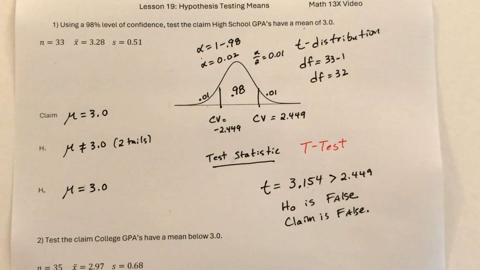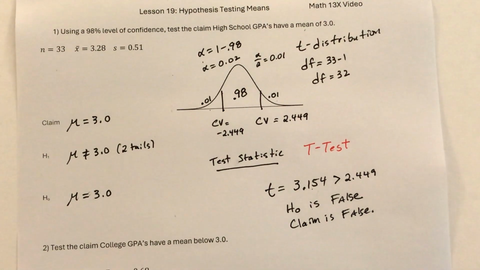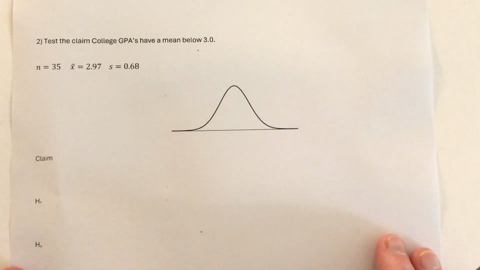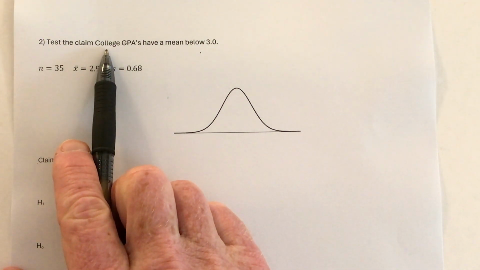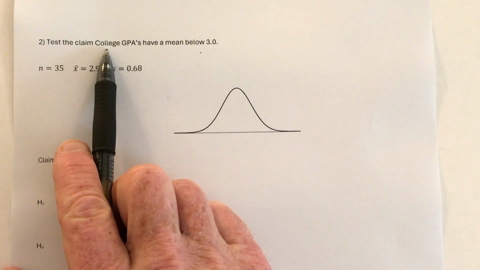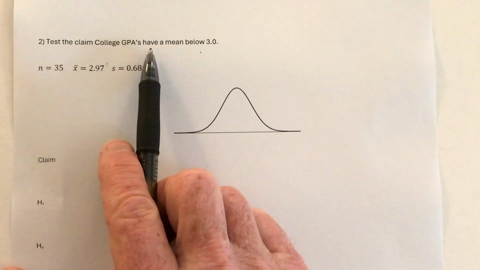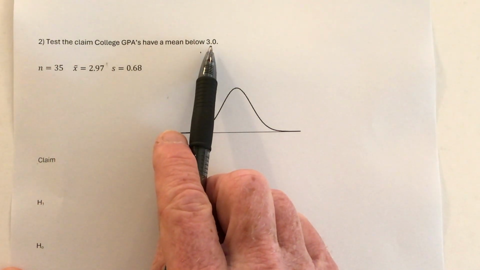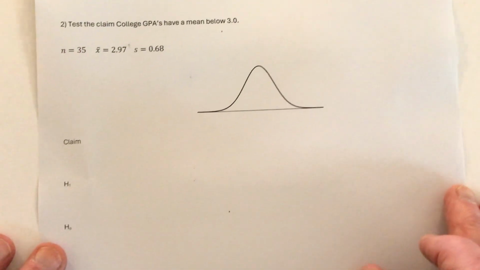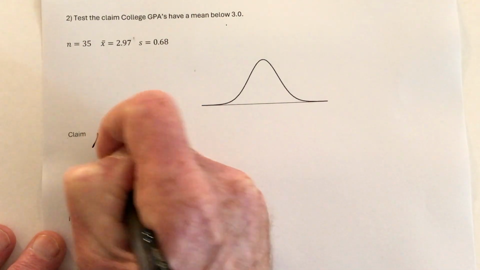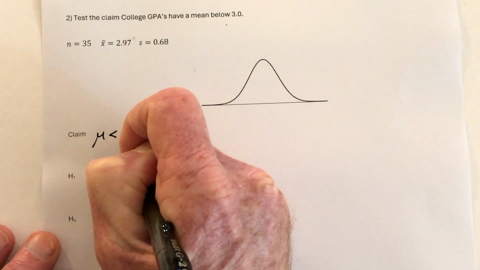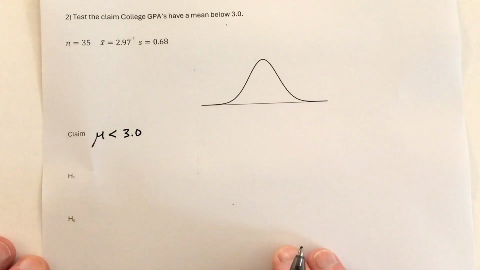Okay, then go on to the second example, and I got a fresh page here. So this one is the college GPAs. Test the claim that their college GPA have a mean that's below a 3.0. So for the claim, I can say that the mean is below or less than 3.0.